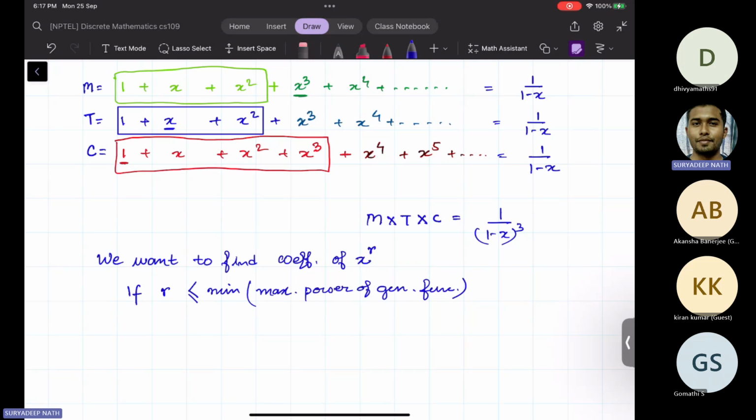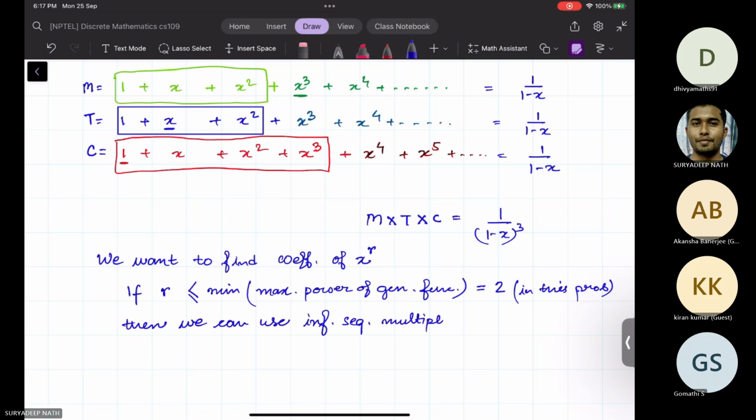So there are three generating functions and the maximum powers from each. In this case, the maximum power of the generating function is 2 for the first, next for the thumbs up it is 2, and for the Coca-Cola it's 3, and the minimum of them is 2. So if r is less than or equal to 2, then we can use the infinite sequence multiplication, because the higher order terms will not affect the powers of x to the power r.